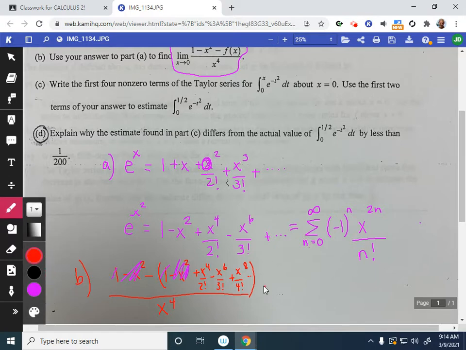So what I'm going to have left, this negative is going to have to distribute to everything. So I'm going to have a negative 1 over 2 factorial, because this x to the fourth will cancel out, minus this will become a plus x squared over 3 factorial, because this x to the sixth will reduce with the x to the fourth.